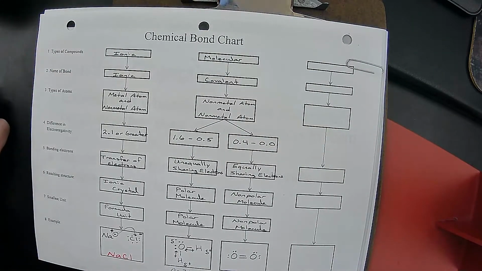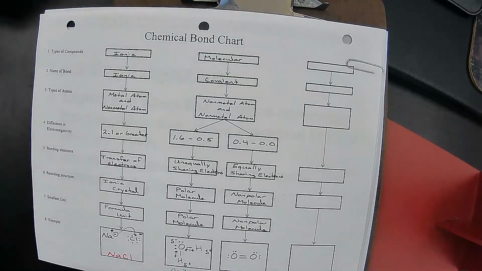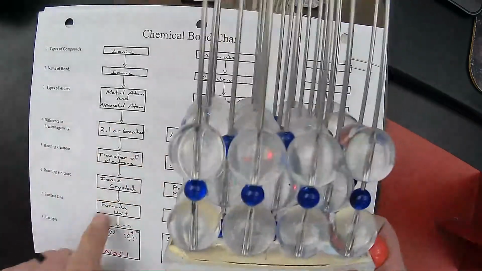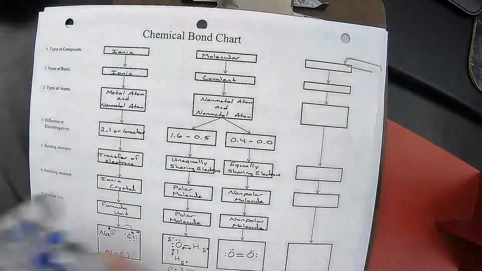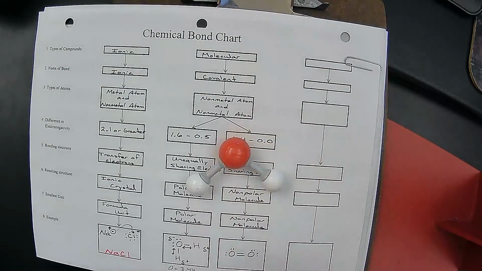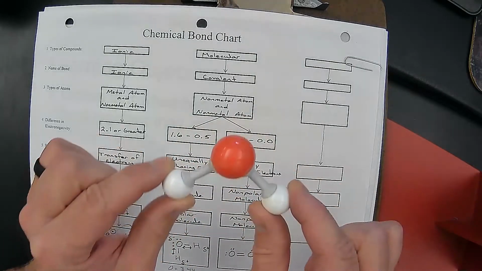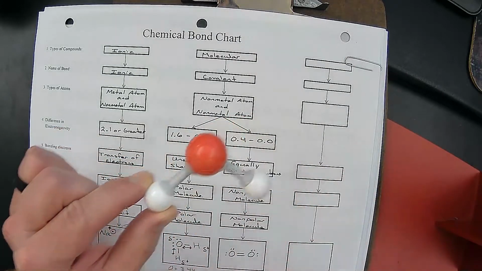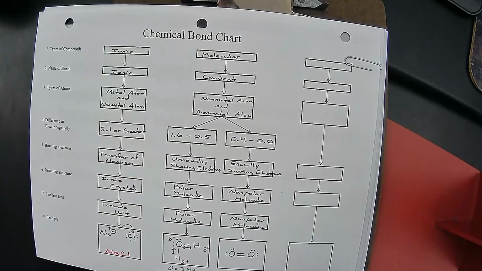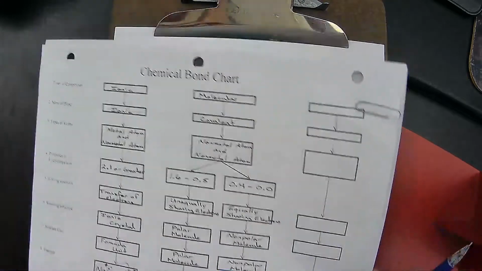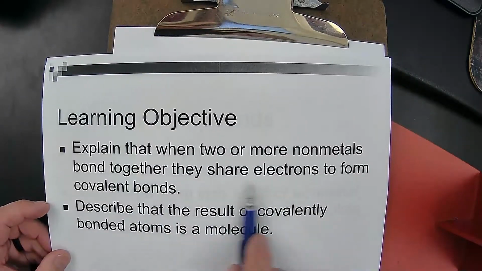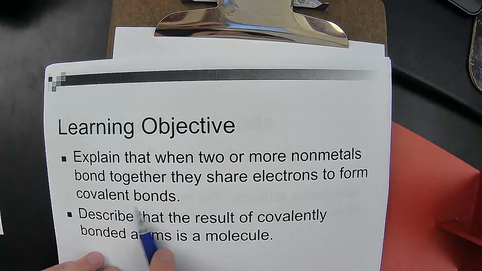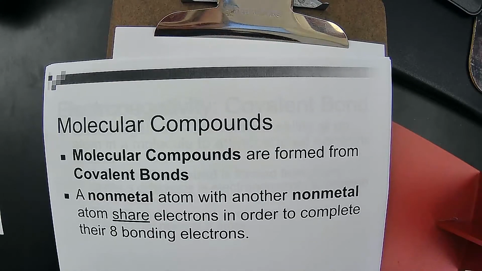If we compare the ionic compound with the molecular compound, the ionic compound was an ionic crystal structure, a repeating pattern of positive and negative ions. The molecule that's created by two nonmetals is an individual unit. So it's a molecule, not a large ionic crystal structure. So we're looking at two nonmetals sharing electrons, forming what we call covalent bonds.